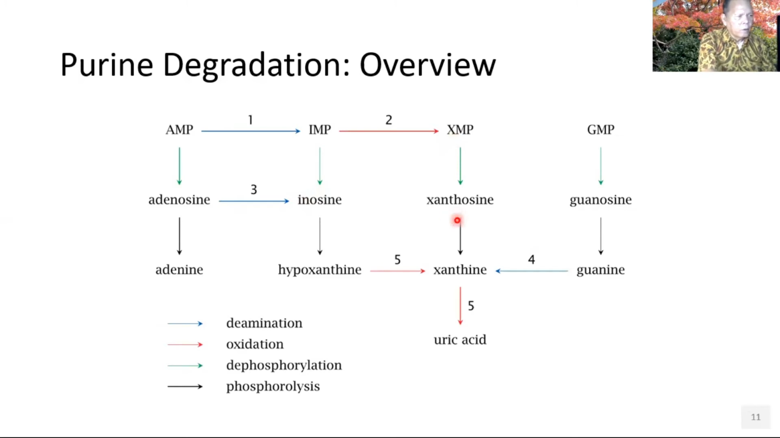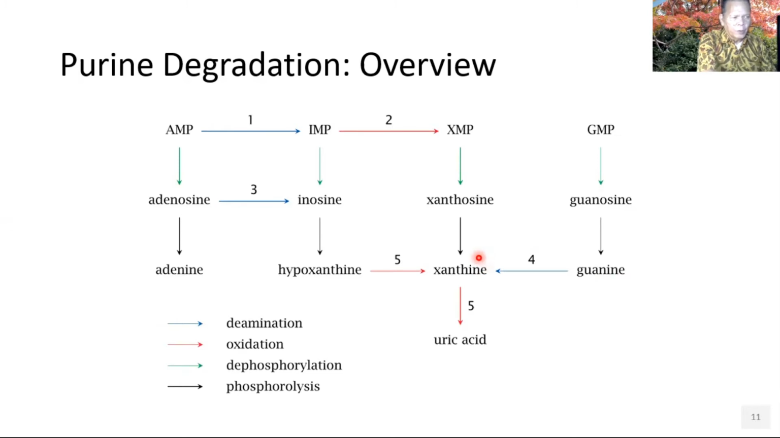Let's see this one. Those three molecules will be converted into xanthine. Then GMP will also be converted into guanosine and guanine, then converted into xanthine. Then the xanthine will be converted into uric acid.